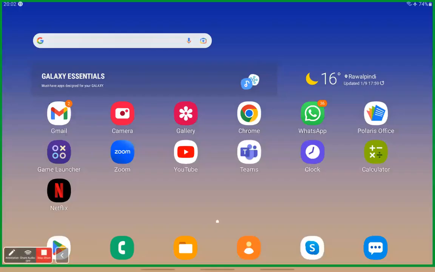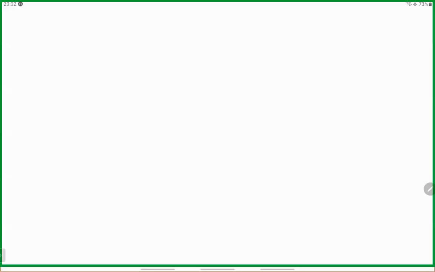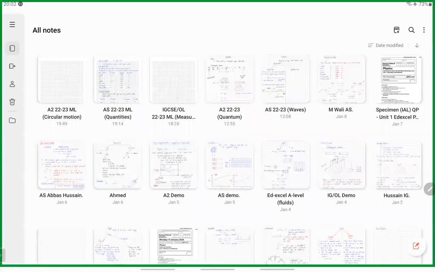The first topic in physics for IGCSE and O levels is measurements. How do we measure different things, and what instruments do we use? So let me go to the board. Here we go.